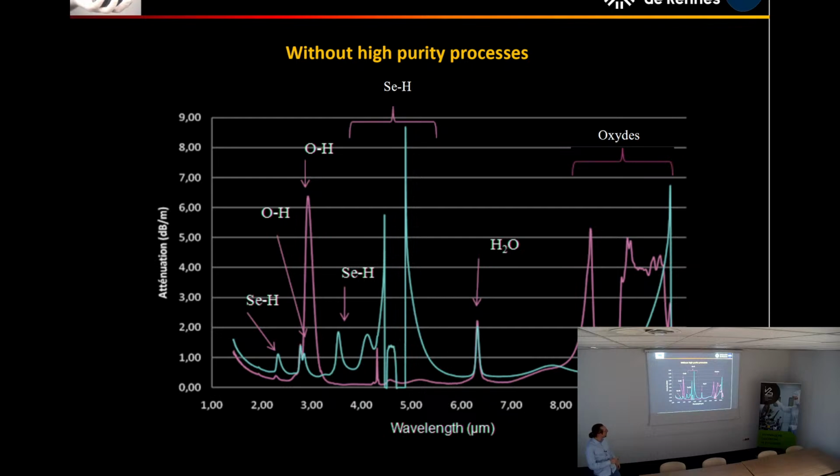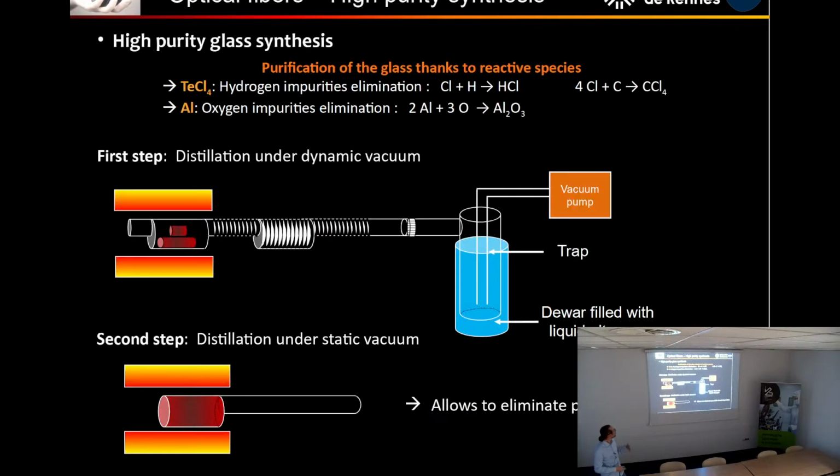If you have oxide glass, you will see the signature. So the idea here is to remove mainly oxygen and water from our raw materials. That's why in the lab we have developed high purity procedure, high purity synthesis. This is not the topic of today, but you can just observe here that we use some getters in order to trap the impurities. TeCl4 for trapping the hydrogen, aluminium, it could be also magnesium in order to trap the oxygen.